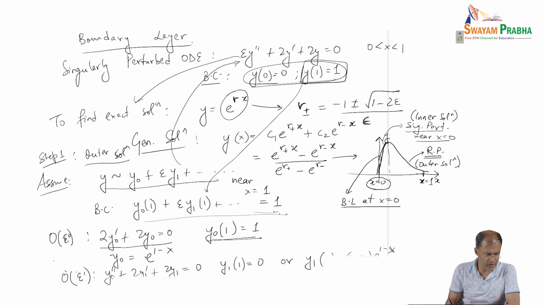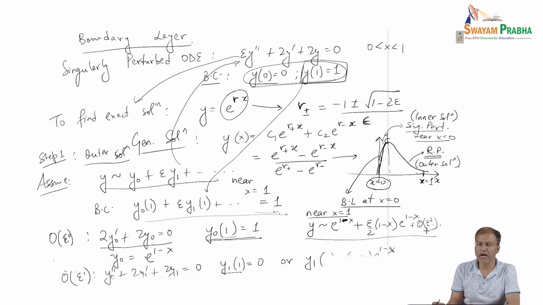So we have already found y0 and y1, and we are ready to write the two-term expansion. Near x equal to 1, y is given by y0, which is e to the power 1 minus x, plus epsilon by 2 times (1 minus x) times e to the power 1 minus x, and so on, plus order epsilon squared terms. This is my solution outside the boundary layer, or the outer solution.